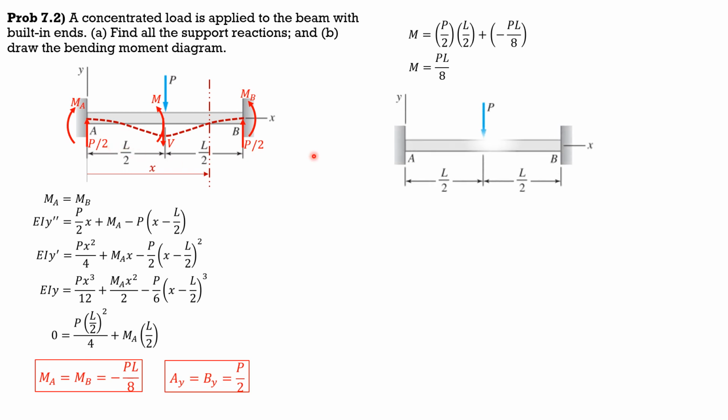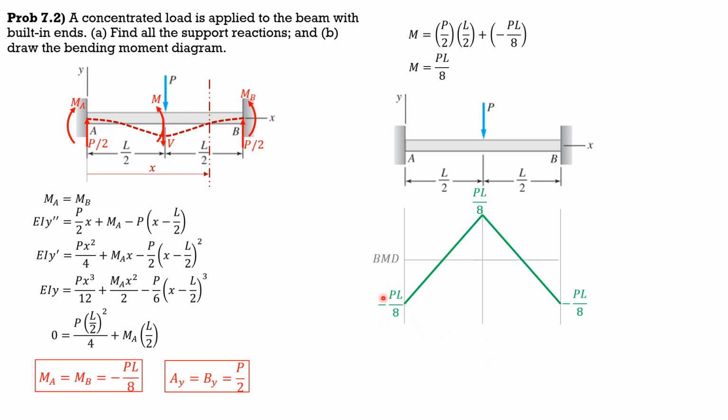So the bending moment diagram can now be established, can now be drawn. Start with negative PL over 8 here. And we just have a straight line. Then the moment here is PL over 8, also positive PL over 8. Then back to negative PL over 8 at B. So that's it for the bending moment diagram.